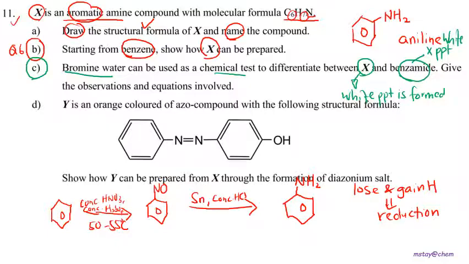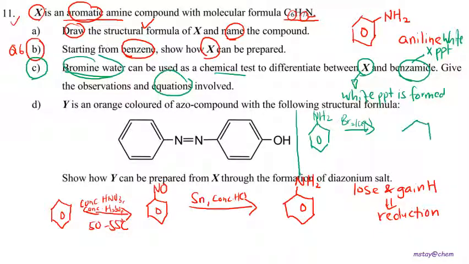Okay, and then we need to write the equation. Here I will just very quickly draw the aniline. Bromine water, so we have Br2, and then we know that for this one, similar to phenol, the Br will attach to carbon 2, carbon 4, and also carbon 6. And then we have HBr as the side product, with the observation of white precipitate.